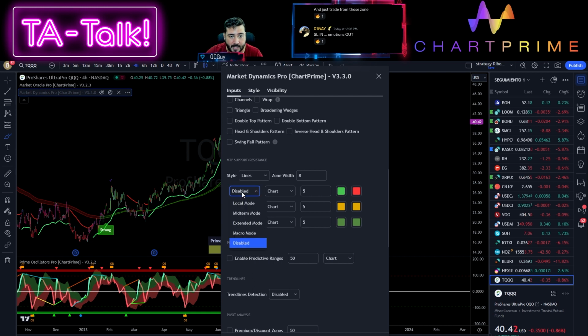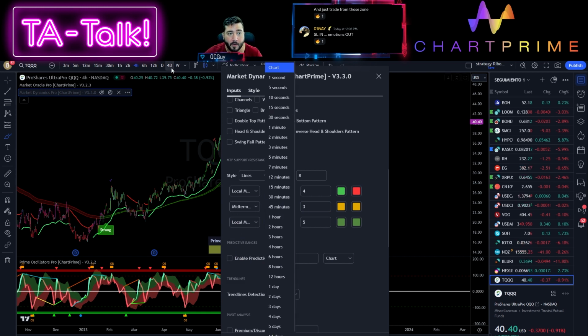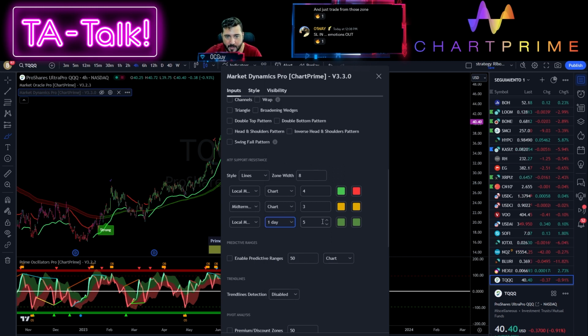Instead of disable, I'm going to use local chart, which means whatever time frame I'm in, and up to 5 lines. I usually start with 4. Then I'm going to be adding middle mode, which is a bigger zone of local chart, again, whatever I'm looking at. And that's it. Let's add 3 of those. And finally, I'm going to be adding local, but instead of the chart, I want to look at daily support resistances. Let's add 1 day. Here we go. And up to 5.